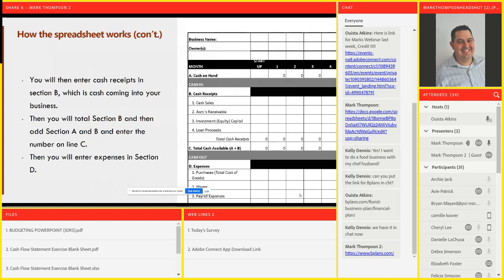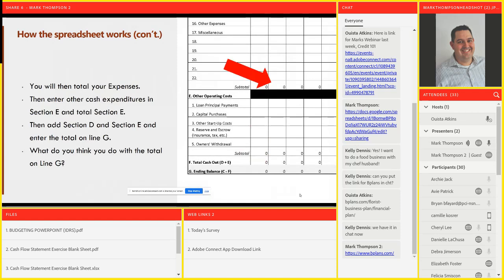Okay. So you're going to enter receipts, and you can see that first line we have startup. We wouldn't have any income in startup, because typically we haven't started selling yet. So we would be entering things there for cash in month one and moving forward. Then we add up all our cash receipts, and in C we add our cash on hand to start with. We add those two together, and we get our total cash available. Then we just start going down and entering expenses, and we total our expenses.